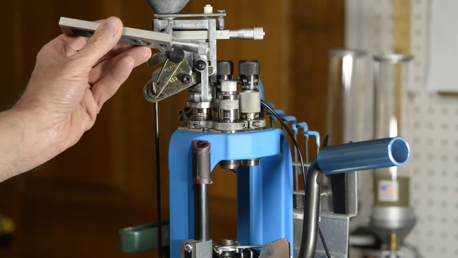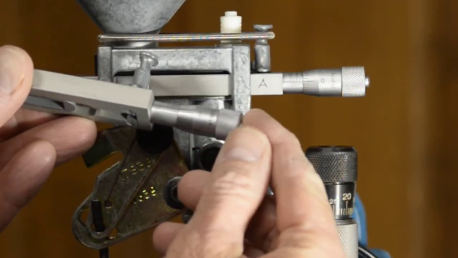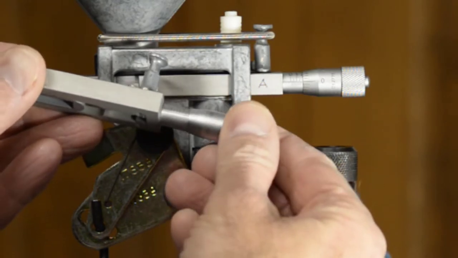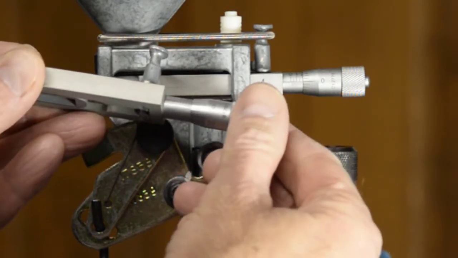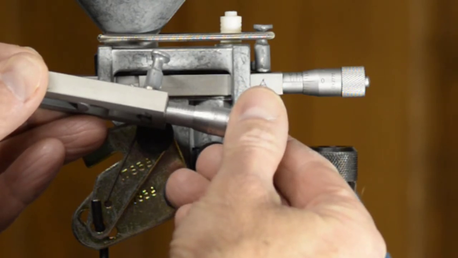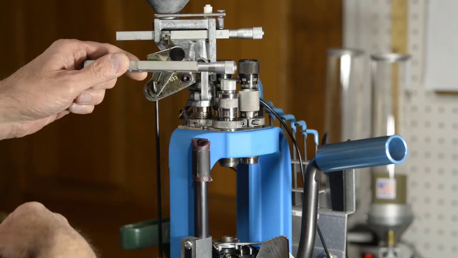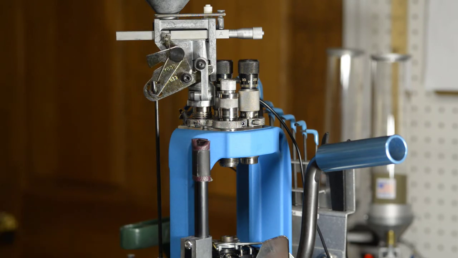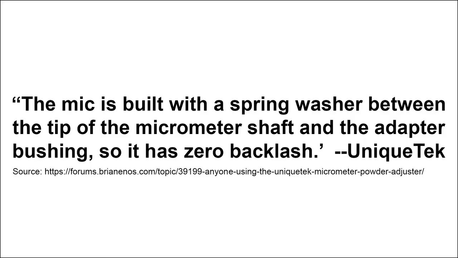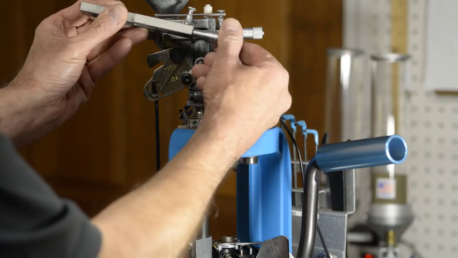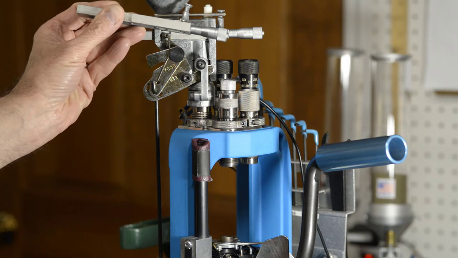Now, you've probably read where, when you set the micrometer to whatever setting you want, do you go past it and then go back into it, or do you go below it and slowly into it? What people are addressing when they do it that way is a concept known as lash or backlash or play. Now let me read to you and show on the screen what UniqueTek says about the backlash in the micrometer. The MIC micrometer is built with a spring washer between the tip of the micrometer shaft and the adapter bushing, so it has zero backlash. So that means it doesn't really matter which one you do or if you do it differently each time.